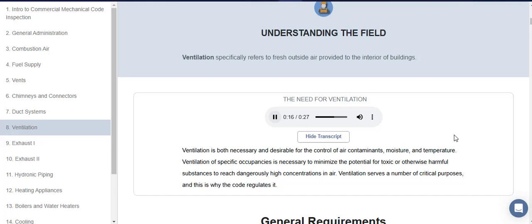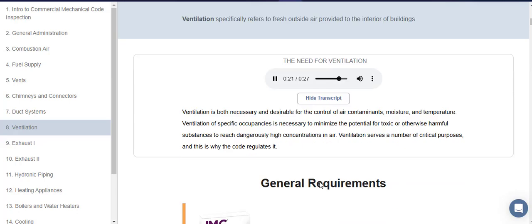Ventilation is both necessary and desirable for the control of air contaminants, moisture, and temperature. Ventilation of specific occupancies is necessary to minimize the potential for toxic or otherwise harmful substances to reach dangerously high concentrations in the air. Ventilation serves a number of critical purposes, and this is why the code regulates it.